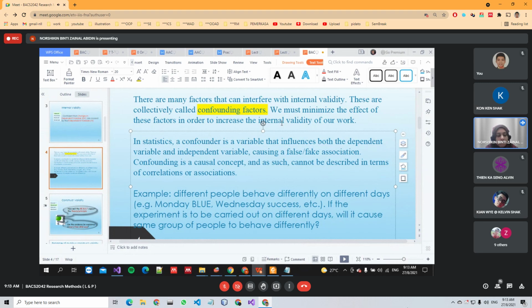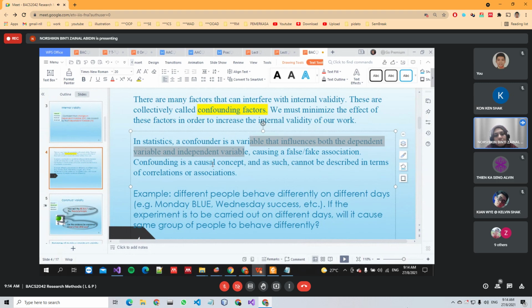Usually in research we have two variables that we observe, but for some research we have another third variable. This is what we call a confounding factor. It can be a potential cause and affect the relationship. In statistics, a confounder, the third variable I mentioned just now, is a variable that influences both the dependent variable and the independent variable. It will cause a false association.